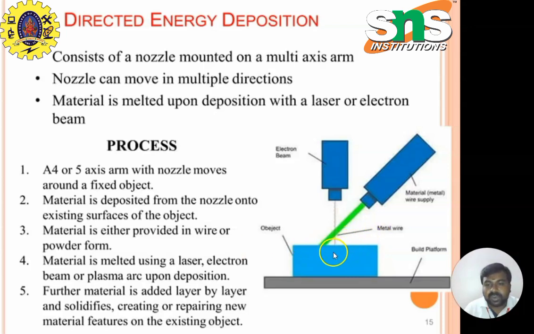The material is provided either in wire form or powder form. The material is melted using a laser source, electron beam, or plasma arc upon deposition. So further material is added layer by layer and it solidifies, creating new material features or repairing existing objects. So these are the various methods of additive manufacturing process to build up products from the CAD data. So thank you for listening.